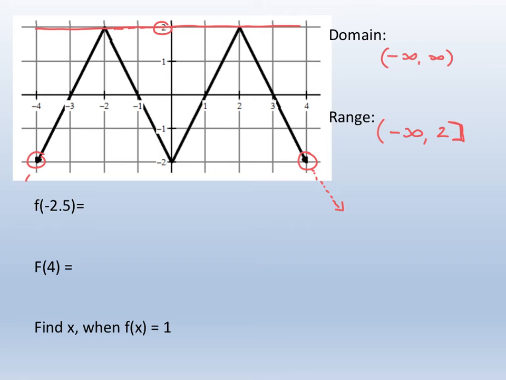Okay, now the next question is asking us to find f of negative 2.5. Again, they're basically telling me that x is equal to negative 2.5. So if I go to negative 2.5, it is somewhere here, and it touches my graph right there. What is my y value? My y value is 1. So my answer is 1.